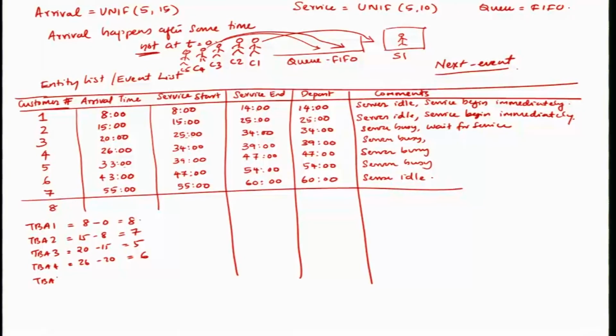Time between arrival 5, TBA5 will be 33 minus 26, so that is 7. So, TBA6 will be 43 minus 33, which will be 10. TBA7 will be 55 minus 43, so that will be 12. So, like this, this is the time between arrivals, individual time between arrivals.